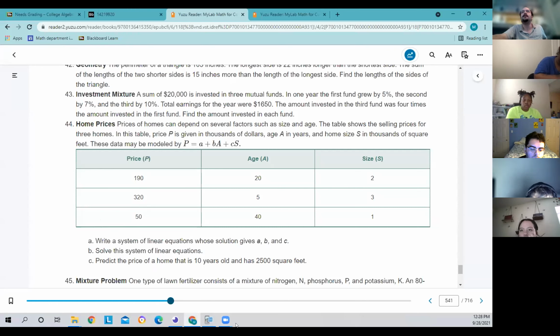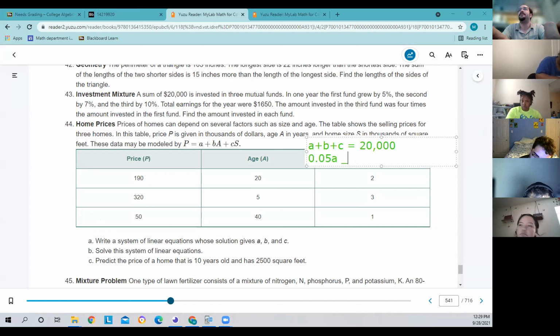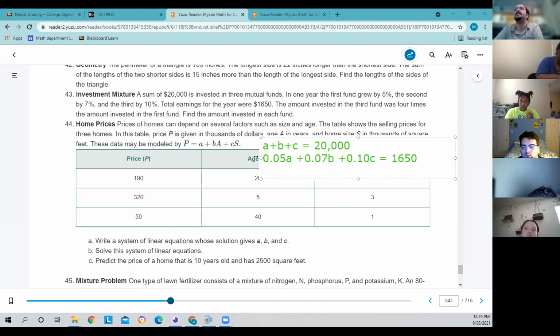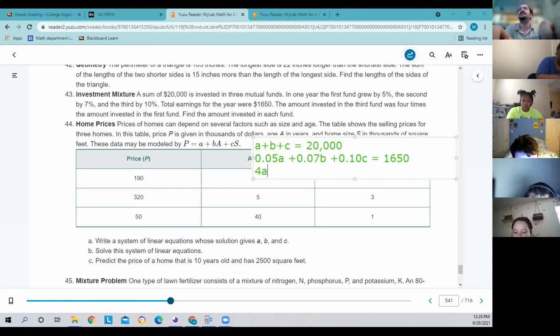If I do my annotations, they're a little bit different on here. I believe we have A plus B plus C equals 20,000. We have 0.05A plus 0.07B plus 0.1C, and this is equal to the 1650 they give me. Pull this over a little bit so it's all on one line. And what else do I have? 4A minus C. What about my B? We didn't talk about B. Zero.